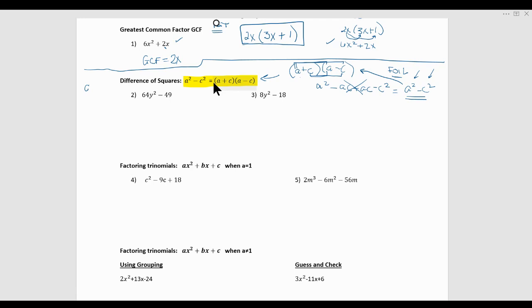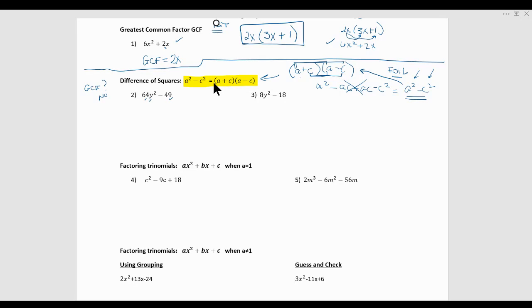Again, I always want to look for greatest common factor when I start factoring. Are there any common factors in this problem number 2? And no, I do not see any. So the second thing I want to notice is I have a difference in a binomial. Is this a difference of two perfect squares? Well, I see 64 is a perfect square, y squared is a perfect square, as is 49.